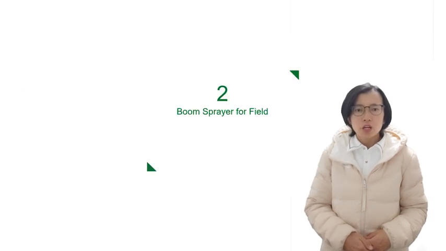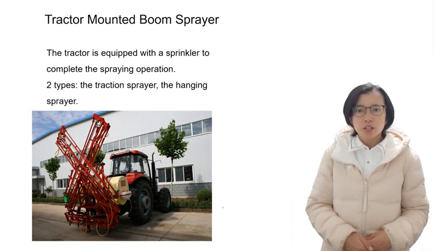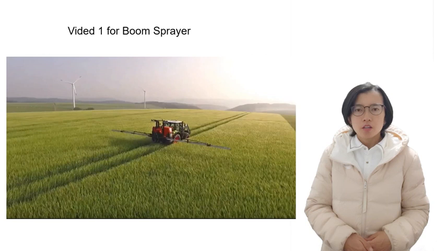Now let's come to the boom sprayer for field. What is a boom sprayer? A tractor is equipped with a sprinkler to complete the spraying operation. There are two types of boom sprayer. The first is the traction sprayer and the second is the hanging sprayer. Here is a video for the boom sprayer. Let's watch it.